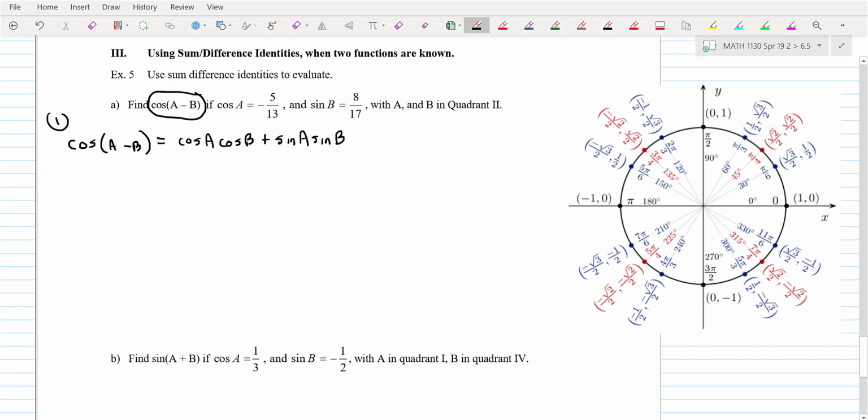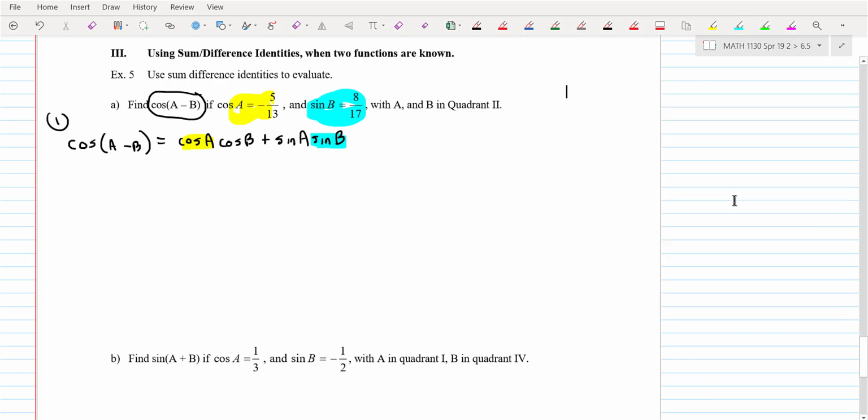All right, so if you look at this problem, I've given you two things. I have given you that the cosine of A is negative 5/13. The other thing I gave you is the sine of B is 8 over 17. But I didn't give you cosine B or sine A, but there's enough information to figure that out. You don't really need the unit circle to complete this problem either.